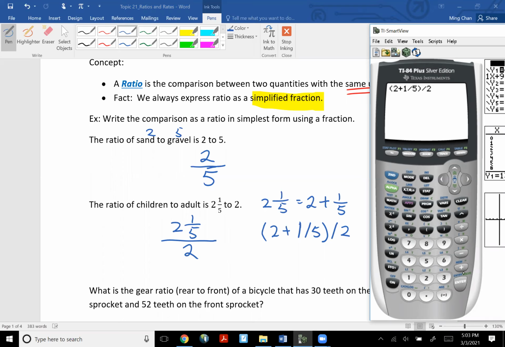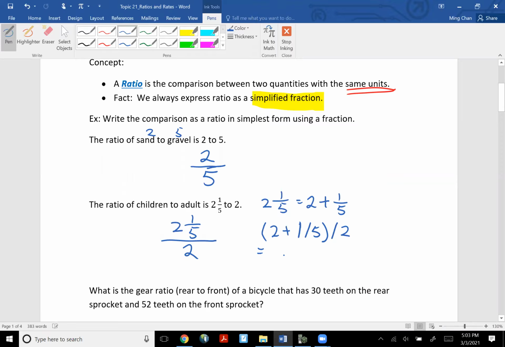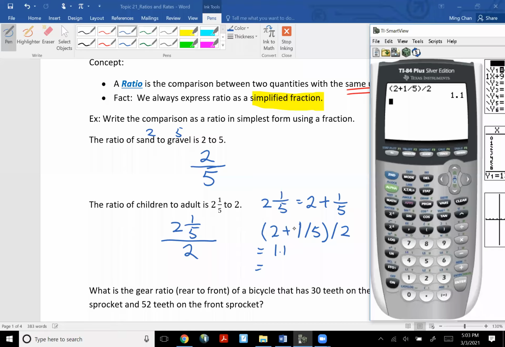The calculator is going to give me 1.1 first. This is not a simplified fraction, so I need to convert this 1.1 into a fraction, not a mixed number. I can press math, choose number one, convert to fraction, which will give me 11 over 10.